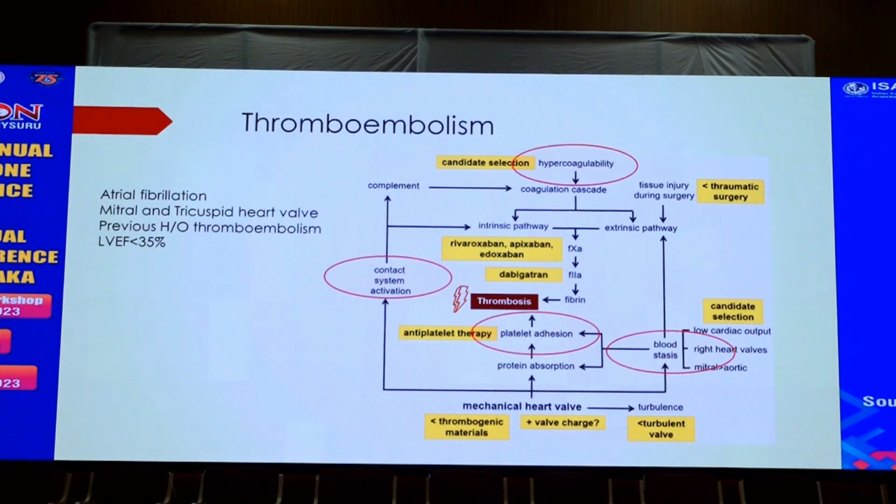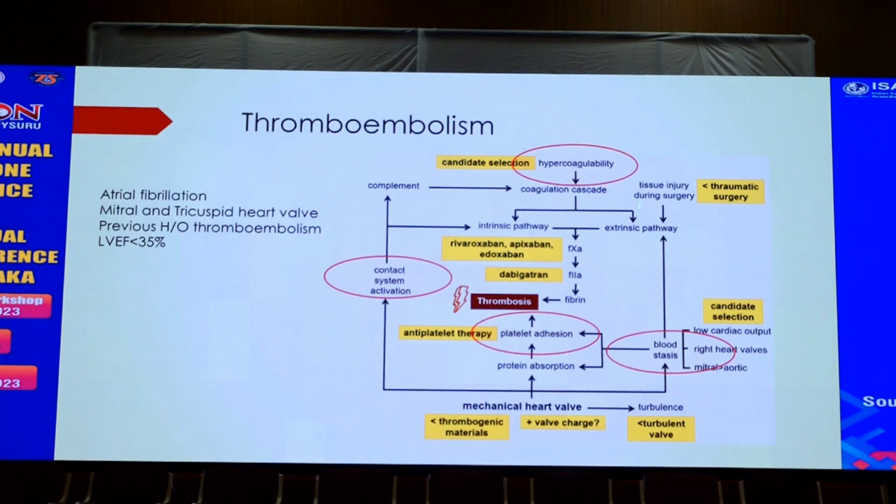Coming to thromboembolism, these are all the risk factors for thromboembolism. High risk factors are atrial fibrillation, mitral and tricuspid prosthetic heart valves, previous history of thromboembolism, and LV ejection fraction of less than 35%. So what did they say? This is the mechanism behind that.